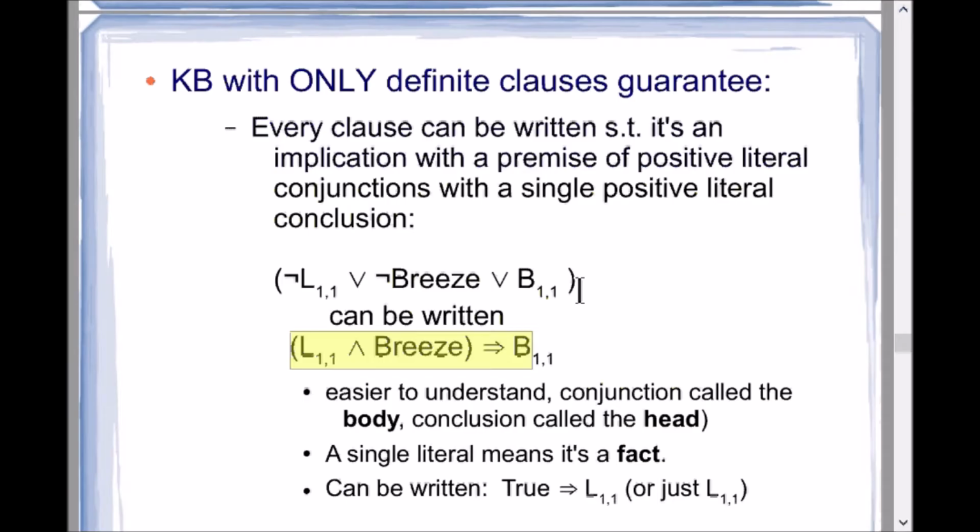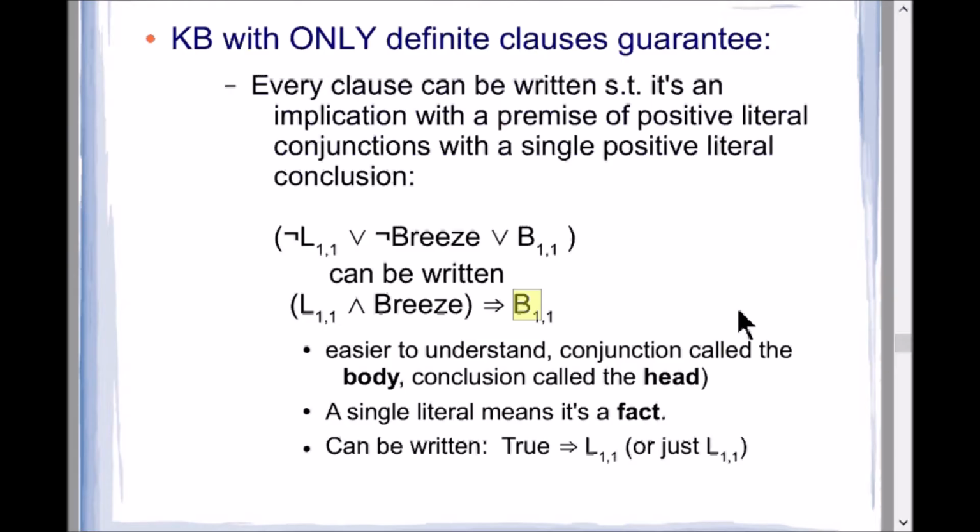Okay, a couple more quick terms for you here. When you have this definite clause in its implication form, the premise part, which is this part right here, the conjunction, that's called the body. And the conclusion part, that's this part right here, B11, that's called the head. Which is kind of weird, but I guess the conclusion points to the head. Or excuse me, the body points to the head. Okay, fine. Or maybe the body supports the head. Maybe that's a way to think about it.